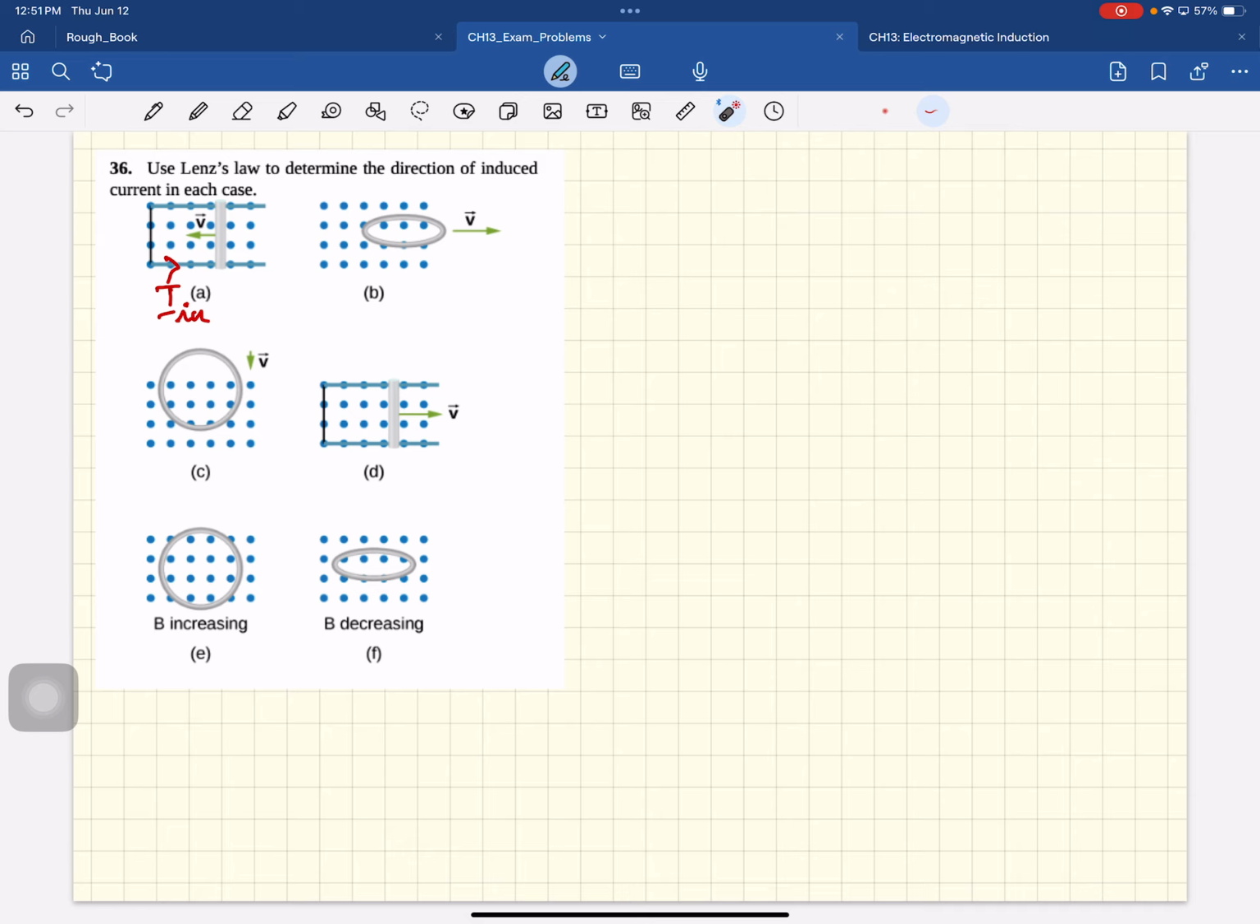Okay, so field is coming out, and to me this looks like the plane is parallel to the magnetic field. So when you move this, the flux is not changing. Induced current is 0. Same thing here. The flux is not changing.